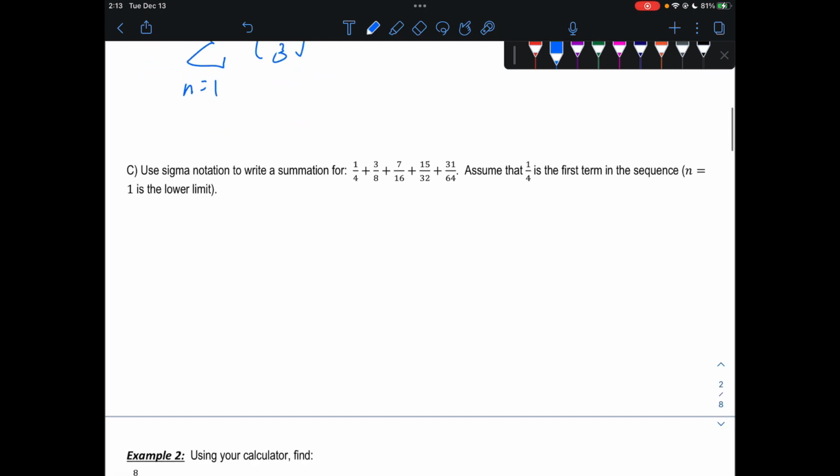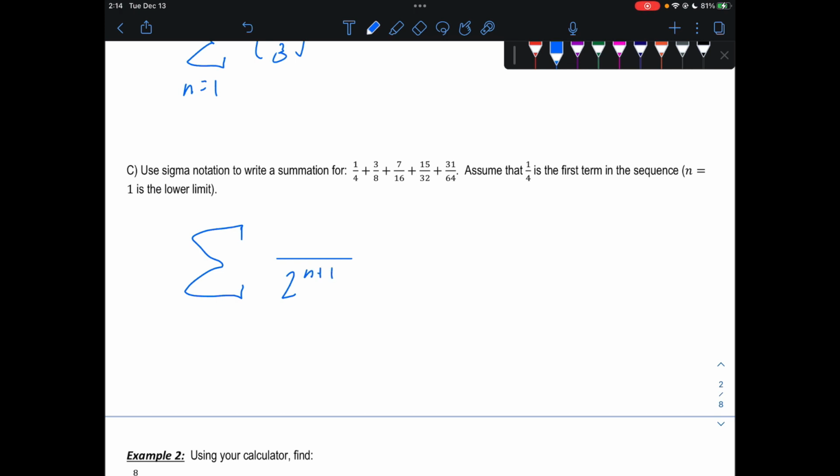C, use sigma notation to write a summation for this. Assume 1/4 is the first term in the sequence, and n equals 1 is a lower limit. All right. So for this one, we're going to have to look and see the numerator and the denominator are different than each other. So the denominator is just powers of 2. So it's just going to be 2 to the n plus 1.